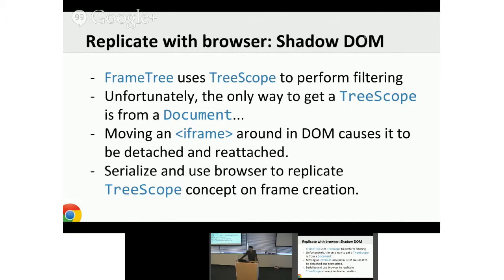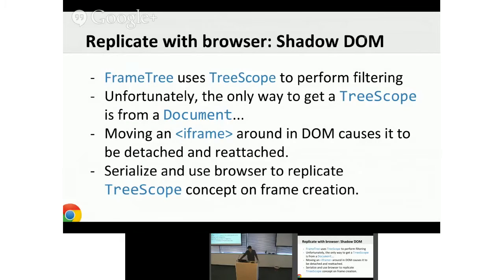So one important thing to note is, at least from my investigation, every time you move an iframe element around the DOM, it causes it to be detached and reattached. Given this, I believe we need some way to serialize a tree scope, maybe with some sort of integer ID. I'm hand waving a bit here because this is a part I haven't written yet.